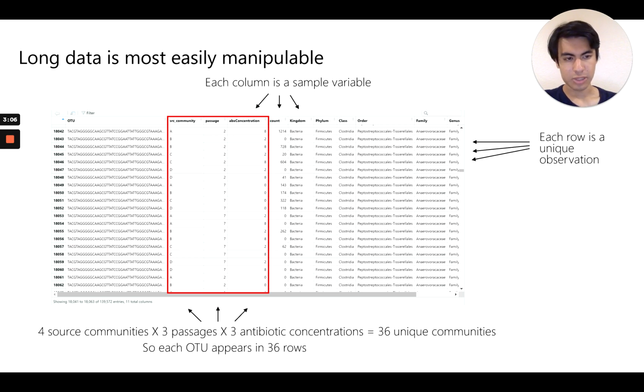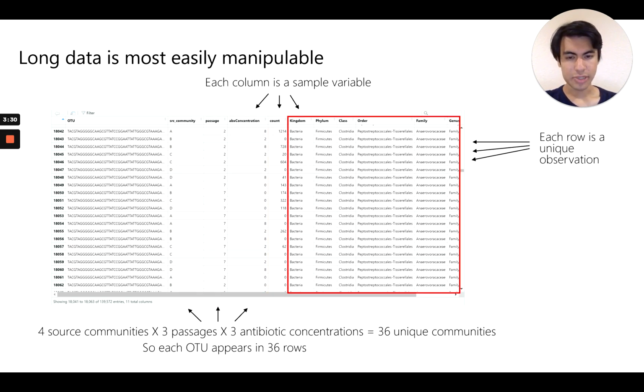And so 4 times 3 times 3 leads us to have 36 unique communities. And so that means that in order for every observation to be a unique combination of bacterial species and community, we have 36 rows per bacterial OTU. This next column here is the value that's associated with each of those combinations, and so this is the number of times that each OTU is observed in its respective community.